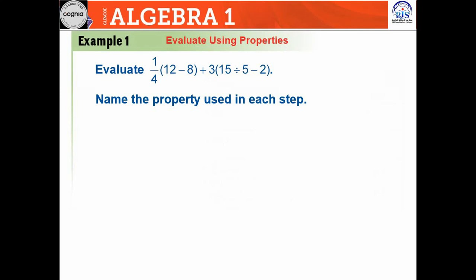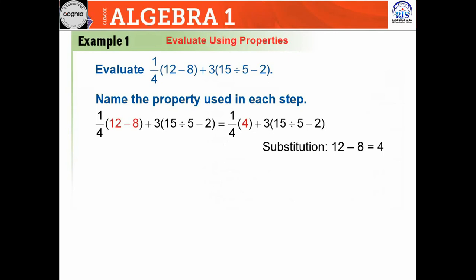Evaluate 1 over 4 times 12 minus 8 plus 3 times 15 divided by 5 minus 2. Name the property used in each step. Of course, the first step, I find the answer of the brackets, 12 minus 8. 12 minus 8 equals 4. When I find the answer, this is called substitution, because I replace 12 minus 8 by 4. This means I use the substitution property.